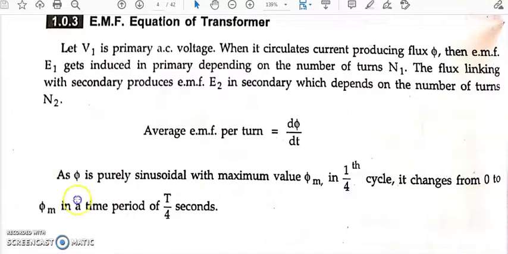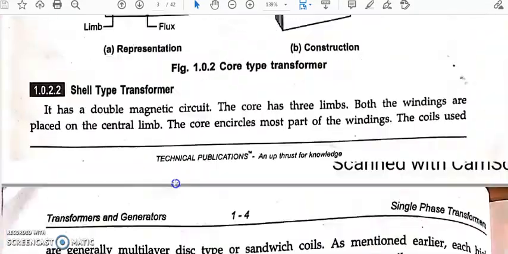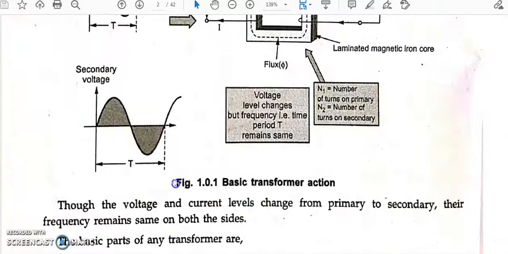And we know that flux is maximum at 1/4 of the cycle, right? Flux is maximum at the 1/4 of the cycle, where flux varies from 0 to phi m, where phi m is the maximum flux, and it occurs at 1/4 of the cycle, or you can also write it as T by 4 seconds. How 1/4 of the cycle? Let us see, coming to this waveform again.